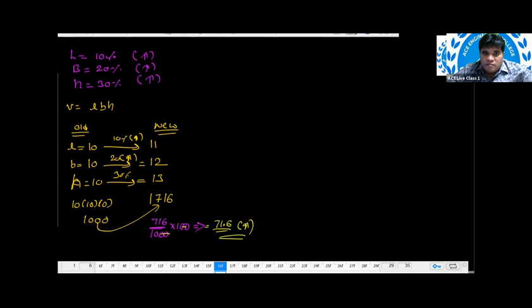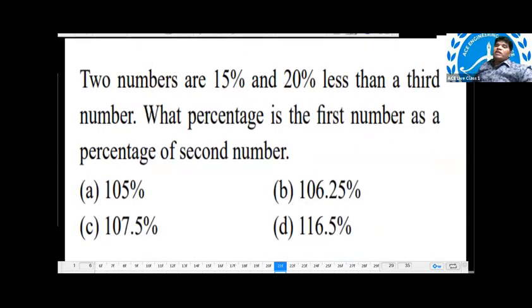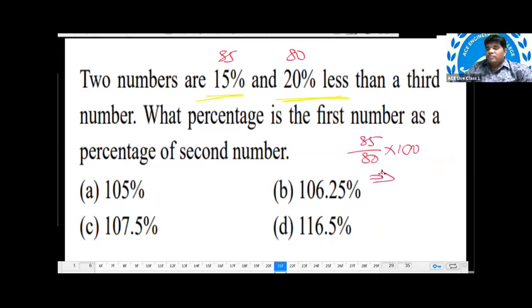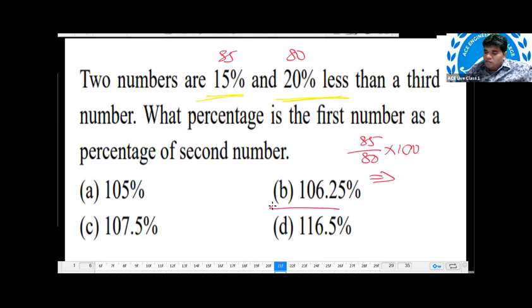Now come to this one. Two numbers are 15% and 20% less than the third number. What percentage is the first number compared with the second number? So 15% less, 20% less, so the numbers are 85 and 80. So 85 by 80 into 100. Simplify, use the calculator, tell me the answer. 106.25%. Are you getting the concept, Girija? Yes, sir.